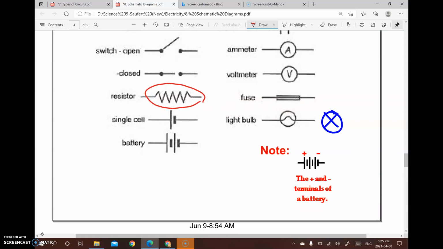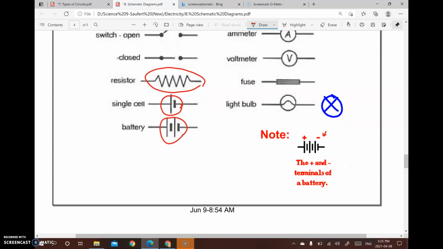Okay, and just like we were talking about earlier, the small end is the negative end of the battery. And here we have a single cell battery, so this would represent one. In this picture, we are seeing two batteries.